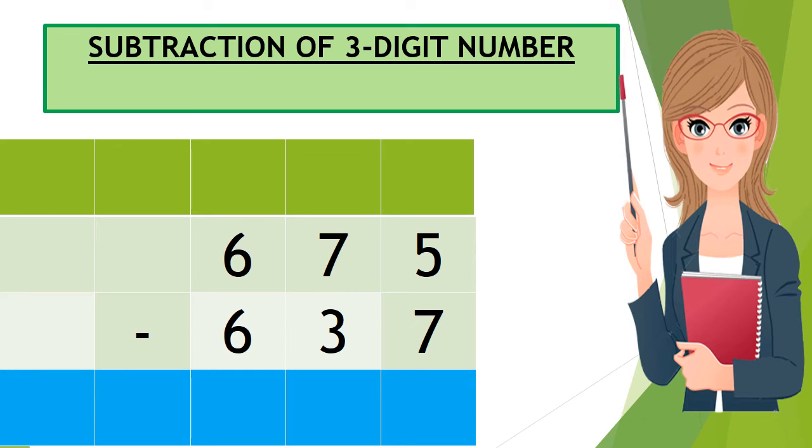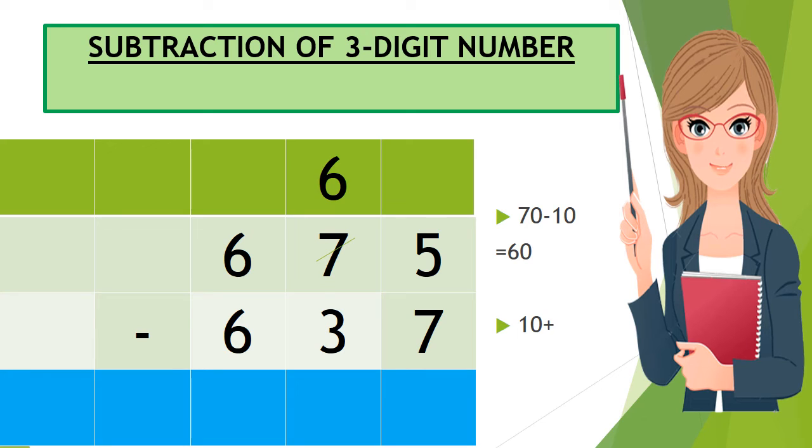Again we have to borrow from the neighboring number, that is 7, and the value of 7 is 70. So from 70 when we take away 1 ten, it means we are taking away 10. So what is left? 60. So we will cut 7 and at tens we will write 6 to show the value of 60.